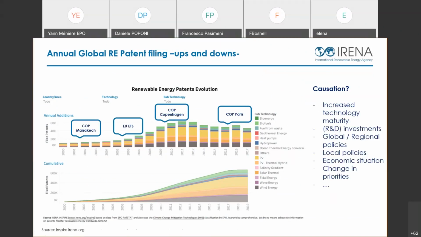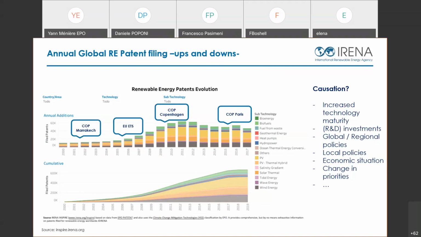Patent filing changes due to, for example, advancements in technology maturity. So the more mature the technology gets, the fewer patents you have. Of course, R&D investments. If you invest less in R&D, you can expect fewer patents. Global, regional, and local policies, economic crisis, etc. But of course, there is no one clear answer, and usually this is a multi-factor effect, but it's very difficult to single out one specific cause.